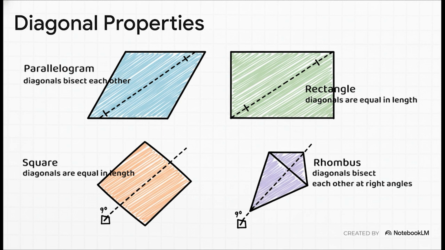The other big rule has to do with diagonals. Those are the lines that you draw to connect opposite corners, and how they behave can actually tell what kind of shape you're looking at. So in a parallelogram, the diagonals cut each other exactly in half. For rectangles and squares, the diagonals are the exact same length. And in a rhombus or a kite, they cross each other at a perfect 90-degree right angle.